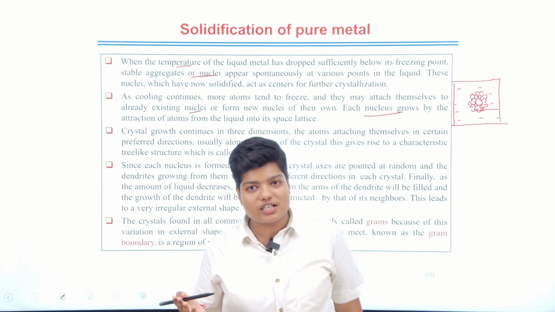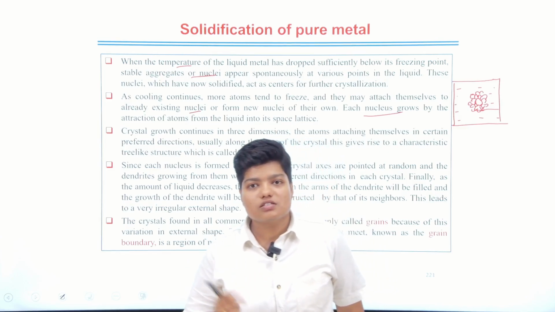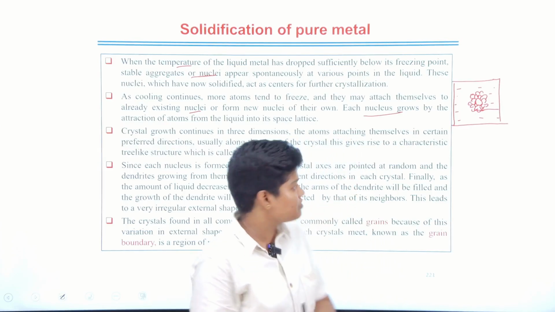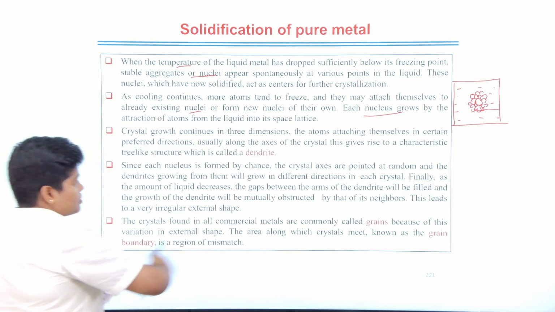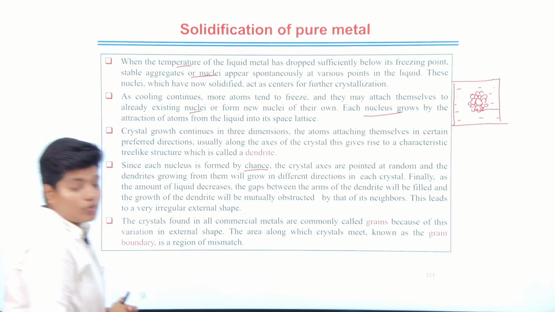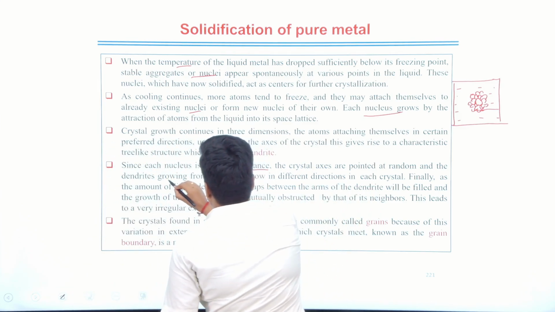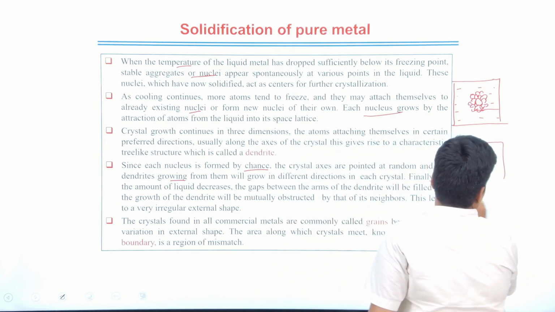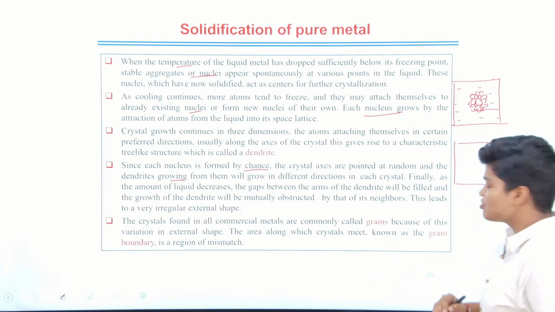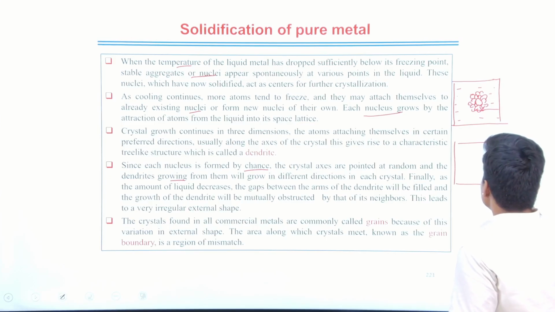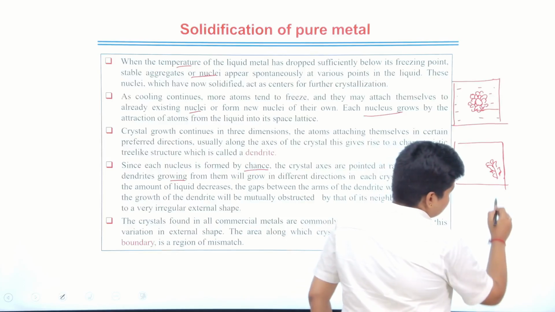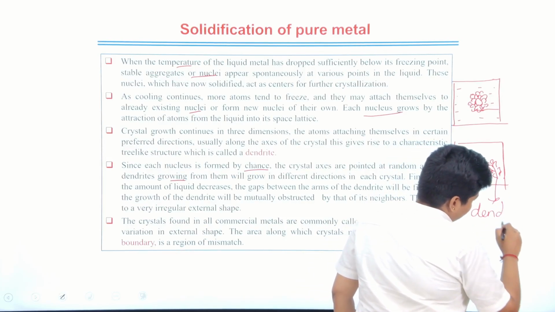We know what the space lattice is. Space lattice is nothing but the crystallization growth at lattice points in 3D, that is, in the x, y, z axes. So each nucleus is formed by chance. So the crystal exists as pointed at some random dendrite. What is a dendrite? Remember, if the liquid metal starts to solidify at some point, a tree-like structure will be formed. This is known as the dendrites.